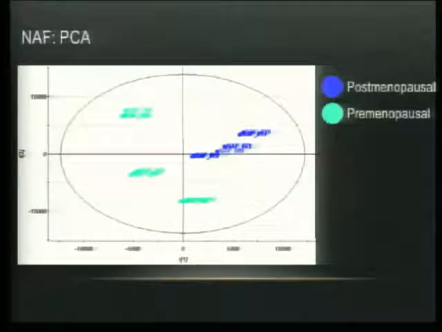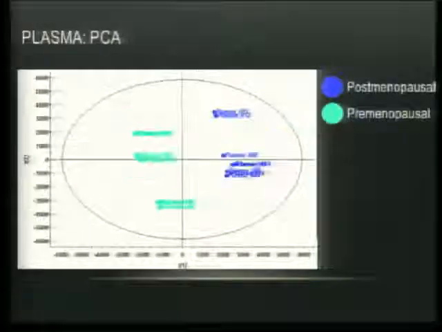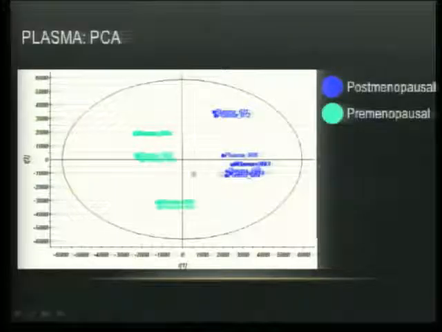We also wanted to see the difference between pre and postmenopausal women, and we get pretty good separation. The postmenopausal women all kind of grouped together. The premenopausal women are all over the place. And my guess is this is hormonal, but it's only 3 people, so we can't really draw a whole lot. But it's still interesting that we get such a good separation between pre and postmenopausal women. And then with plasma, again, we get this similar separation.